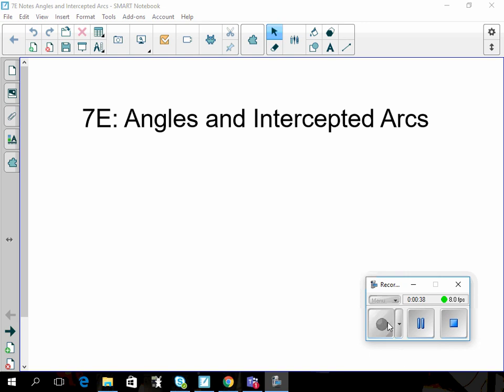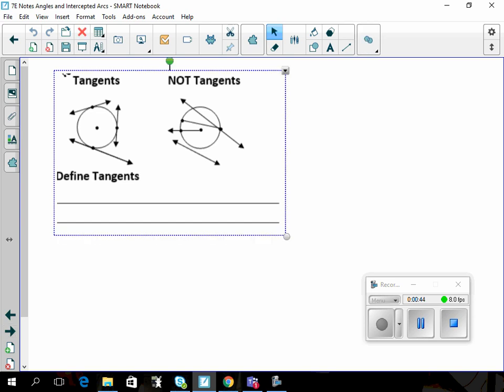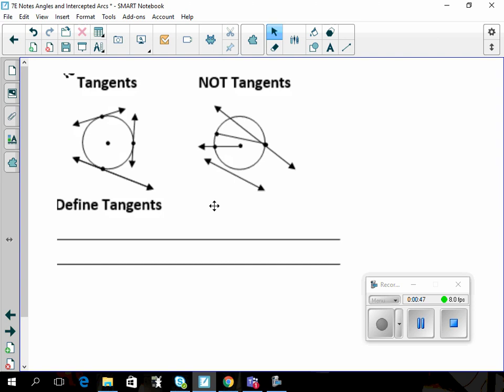So let's think about what the first picture here is talking about: what a tangent is. We're going to be looking at how tangents interact with circles today and how angles are formed by tangent lines. But let's look at this and come up with our own definition of what a tangent actually is. So I'm curious, what did you put?